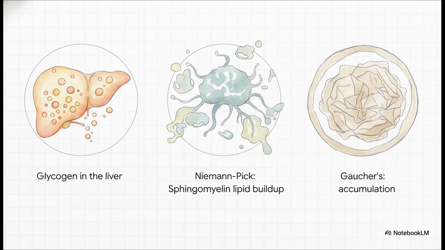In von Gierke's disease, the body can't break down glycogen, so it accumulates heavily, severely enlarging the liver. In Niemann-Pick disease, there's a devastating accumulation of lipids called sphingomyelin and cholesterol, which severely impacts organs and the central nervous system. And then there's Gaucher's disease, where a substance called glucocerebroside relentlessly builds up inside the body's phagocytic cells.